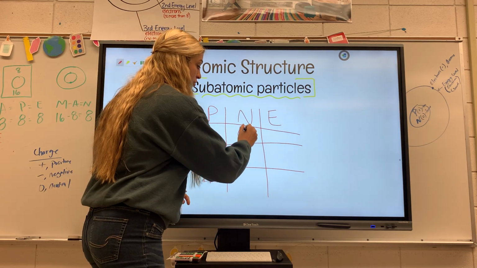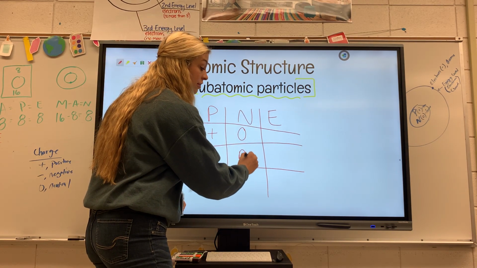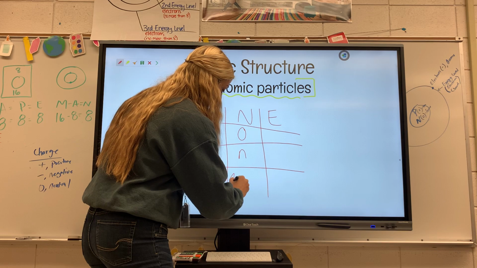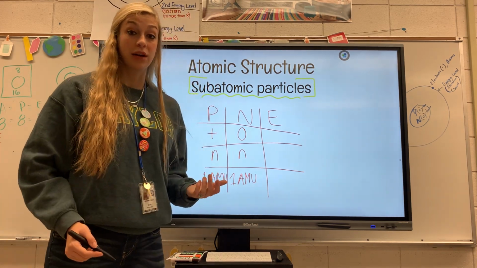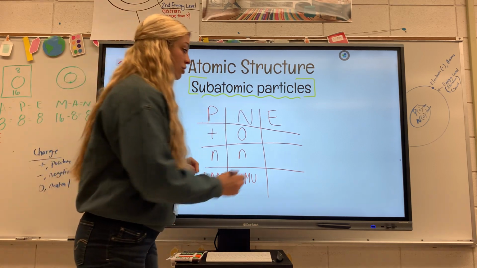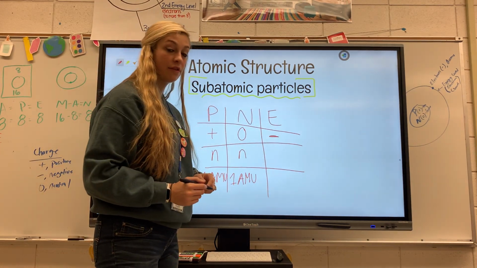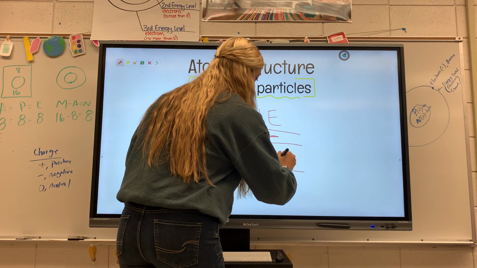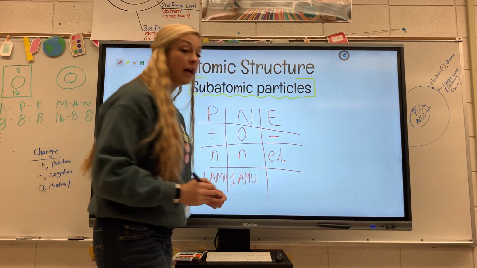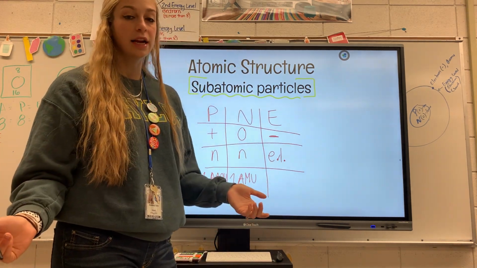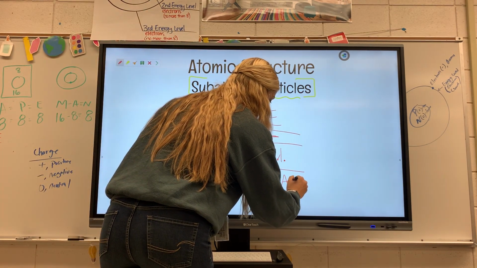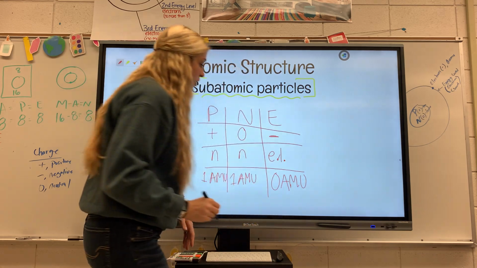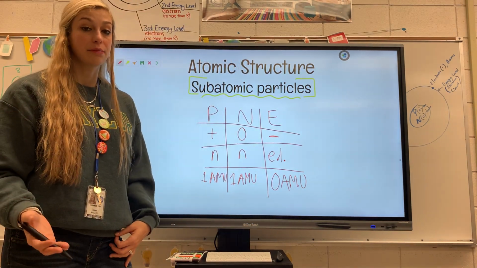Neutrons are neutral. They're in the nucleus. The mass is 1 AMU. Electrons are negative. They're in the energy levels, so I'm abbreviating EL, easy for me. And their mass is 0 AMU.